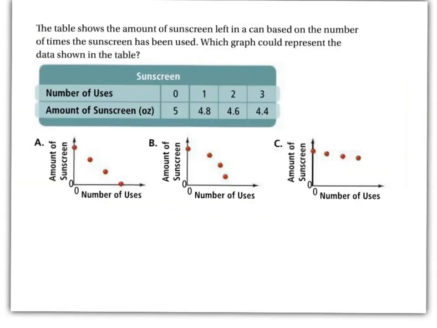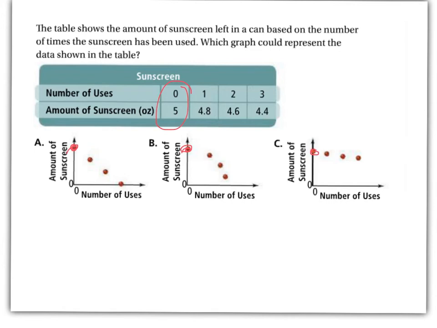Okay, and one more. It says the table shows the amount of sunscreen left in a can based on the number of times the sunscreen has been used. You can picture a spray bottle of sunscreen. Every time you use it, the amount of sunscreen is going to go down. Which graph could represent the data? We start out at 5. When we haven't used it at all, we have 5 ounces. That's why they're all starting up here, and that must represent 5.